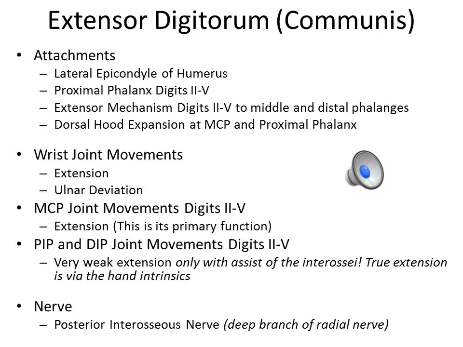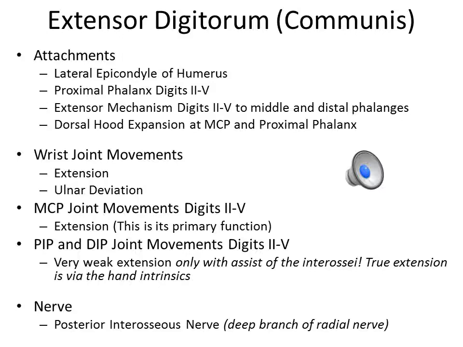Extensor digitorum, also called extensor digitorum communis. Its proximal attachment is the lateral epicondyle of the humerus. Its distal attachment is the proximal phalanges of digits 2 through 5. The extensor digitorum also has distal attachments to the extensor mechanism of digits 2 through 5 to the middle and distal phalanges, as well as the dorsal hood expansion of digits 2 through 5 at the metacarpal phalangeal joint and the proximal phalanges.